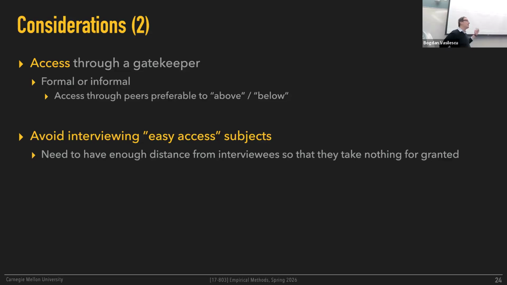for a number of reasons, like the one here. There's lots of assumptions and things you take for granted, but also maybe they're more or less willing to be honest with you about whatever it is you're asking, depending on your personal relationship and so forth.